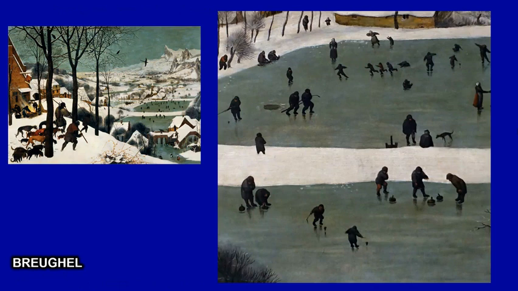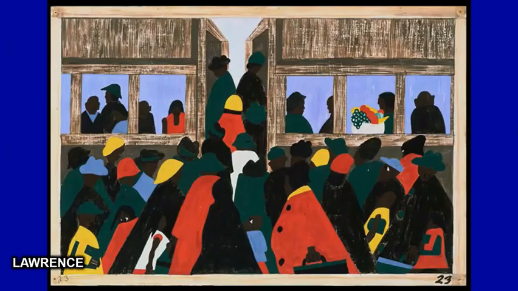And then Aaron Douglas uses silhouettes in his artwork. If you look way in the distance of this Bruegel painting, it looks like the figures are in silhouette. Jacob Lawrence uses silhouettes in his artwork as well.